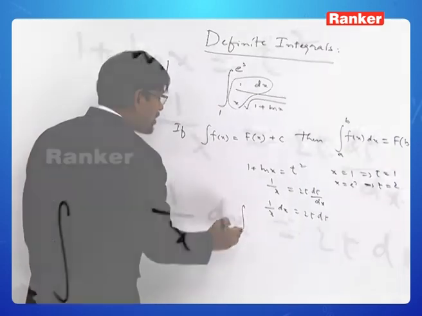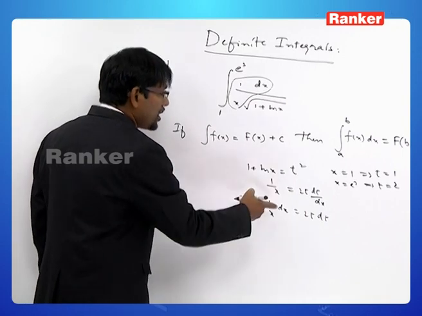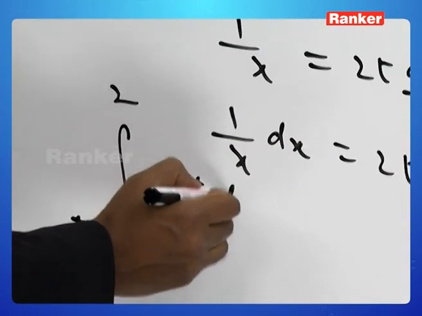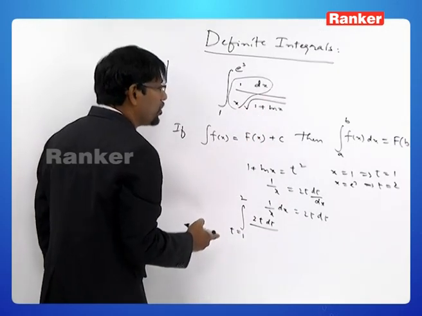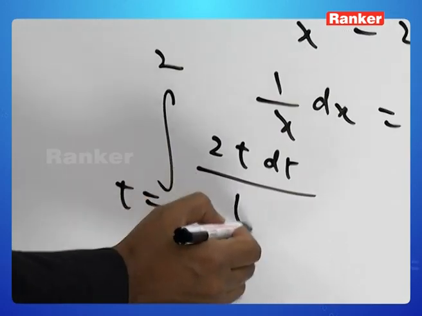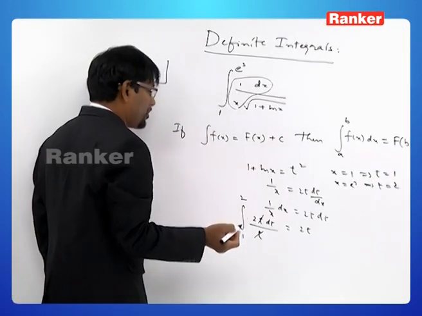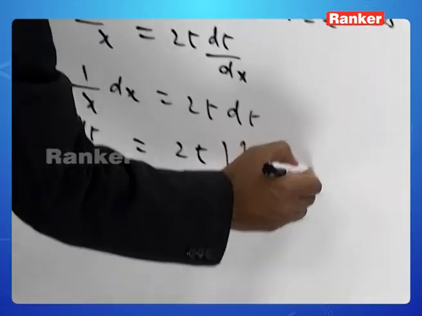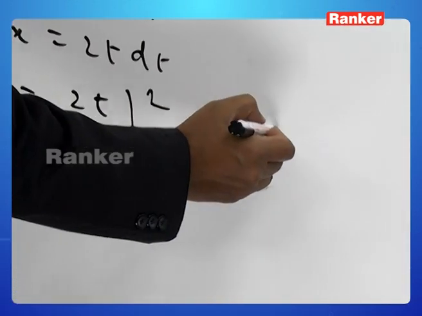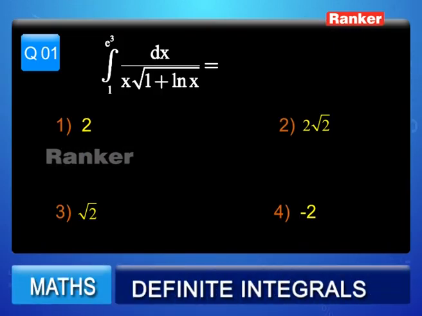So, we can rewrite this as the integral with t ranging from 1 to 2. 1 by x dx is 2t dt, and in the denominator we have root over 1 plus ln of x, that is t. So, this t cancels and we have 2 dt, with limits 1 to 2. We apply the upper limit 4 and the lower limit 2. So, the answer is 4 minus 2, that is 2. Therefore, the answer is in the first option.